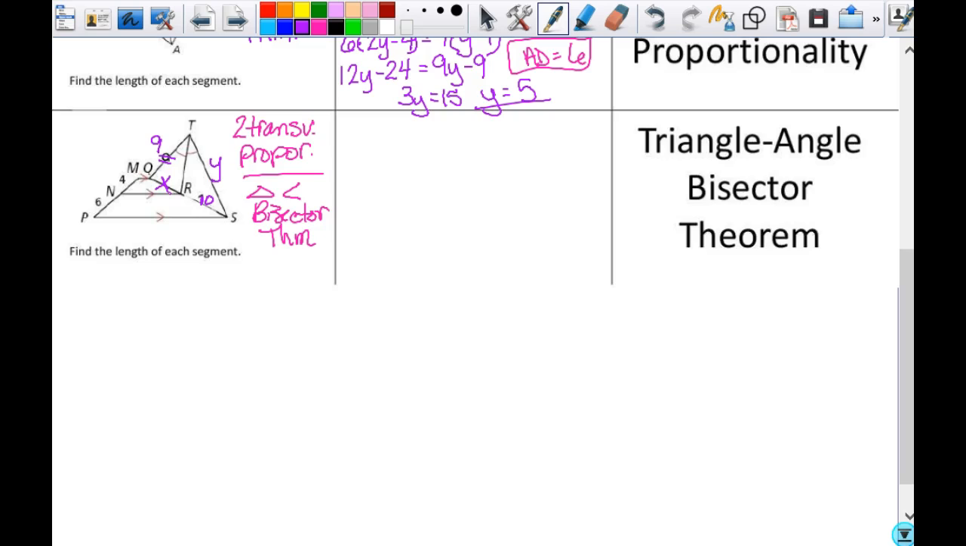No, because I don't have X, right? I got to have X first. Do I have enough information to find an actual number for X? Yes. And this X is the two transversal proportionality.